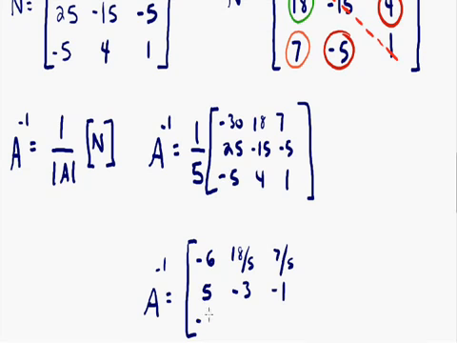1 over 5 times negative 5 is also negative 1. 1 over 5 times 4 is 4 over 5. And 1 over 5 times 1 is just 1 over 5. So congratulations, now we have found the inverse of matrix A. We probably spent over 10 minutes doing it, which a computer could probably do in less than a second.